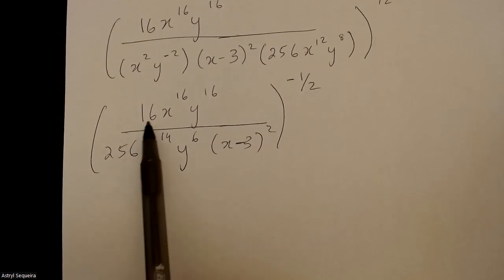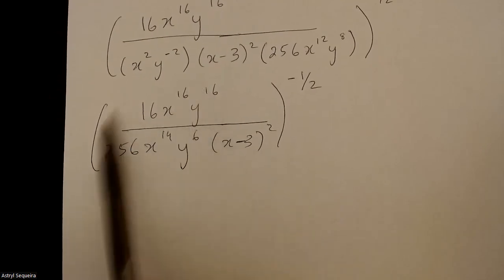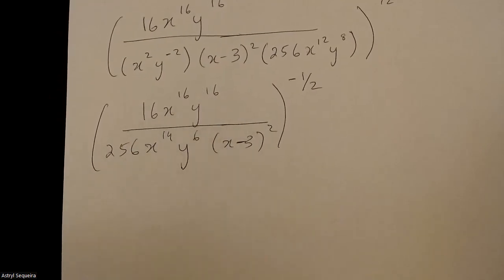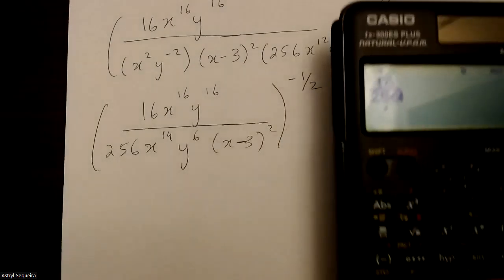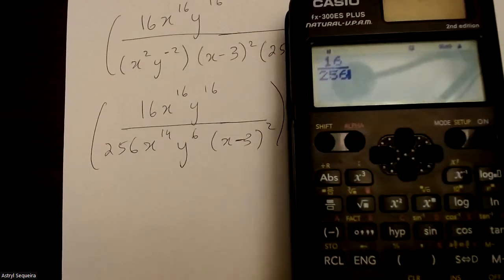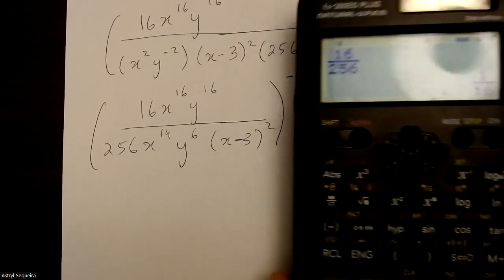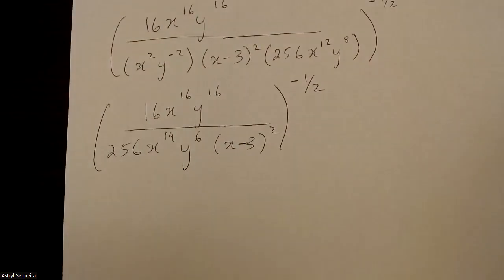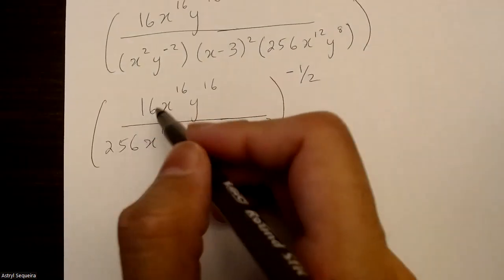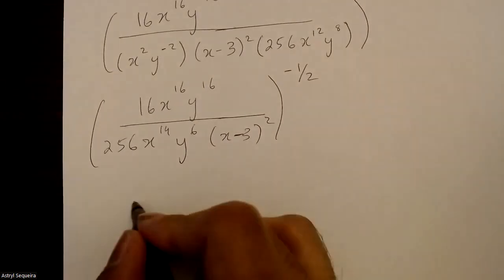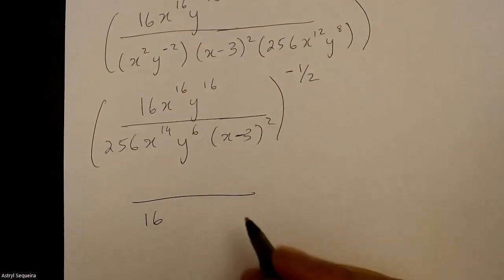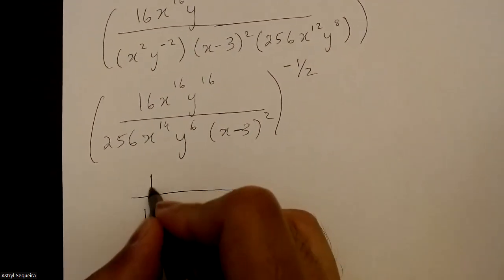The next thing I'm going to do is simplify all these terms here. So I'll start by putting 16 divided by 256 in my calculator. That will automatically simplify the fraction for me. That just simplifies to 1 over 16. So basically, I don't even need the 1 in the top. It's just 1 over 16. So I just have a 16 in the bottom. If you want to keep the 1 for now, that's perfectly fine.